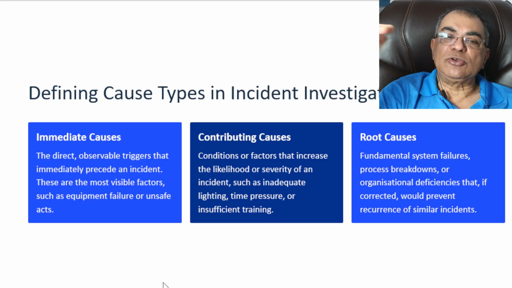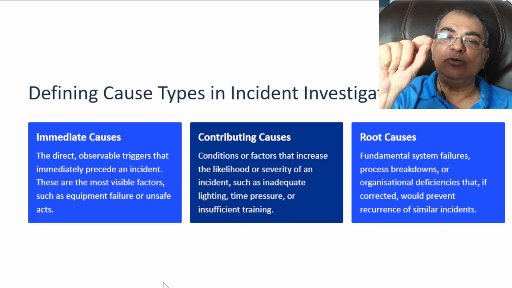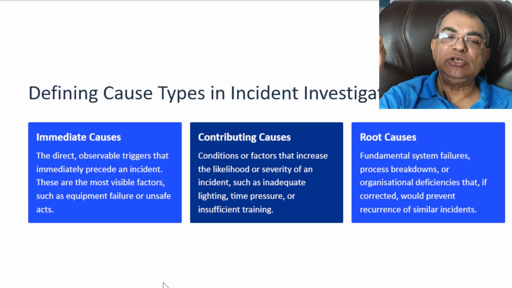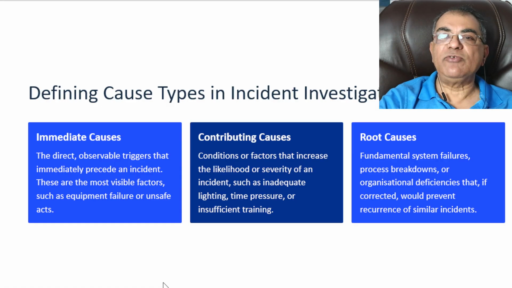What is the immediate cause? The direct observable triggers that immediately precede an incident. For example, a missing railing on a scaffold is an immediate cause. Somebody not wearing a full body harness, and that is why they fell, is the immediate cause. These are the most visible factors, such as equipment failure or an unsafe act.